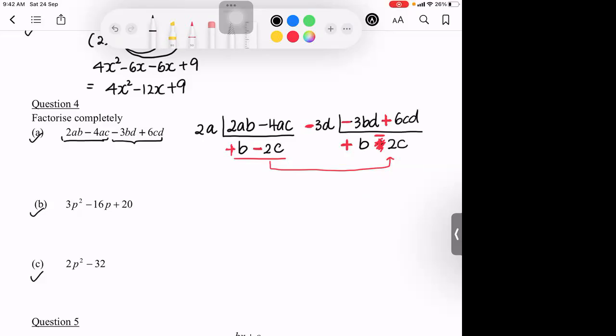So in this case, my answer over here will have 2 brackets. The one that is repeated, I write how many times? I only write 1 time, so it's B minus 2C. Then the other bracket is 2A minus 3D. Okay.